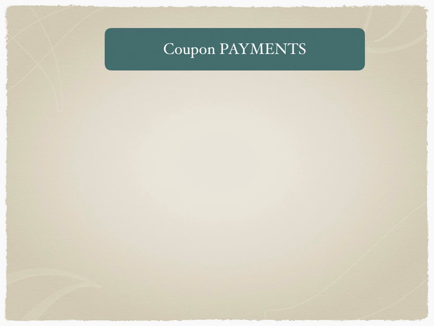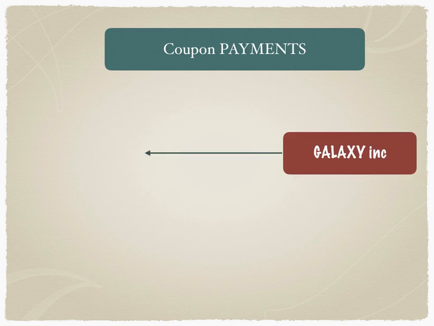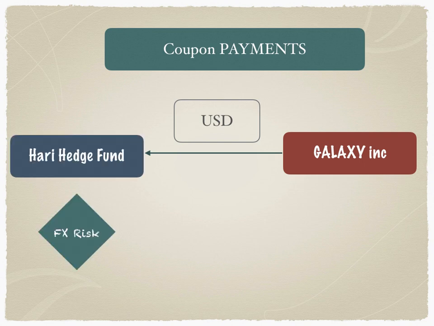All right. What about the coupon payments? Galaxy Inc. now has USD, right? So it must pay the USD interest rate to Hurry Hedge Fund, right? That means there is an FX risk involved. Since most of the revenue streams for Galaxy Inc. are not in USD, it has to get the euro converted into USD. The FX risk over here is the strengthening of the dollar, in which case Galaxy Inc. has to give more EURs to be able to pay Hurry Hedge Fund.